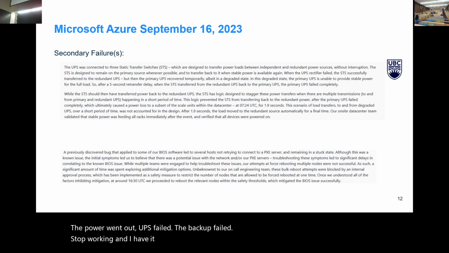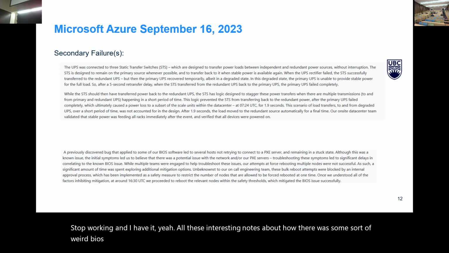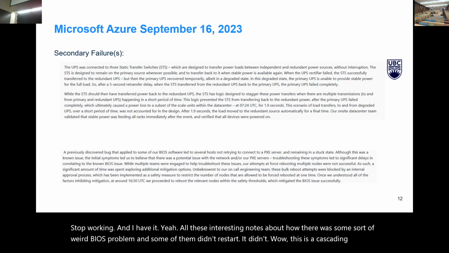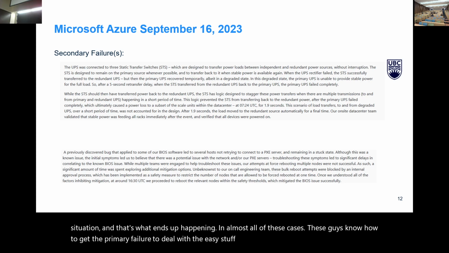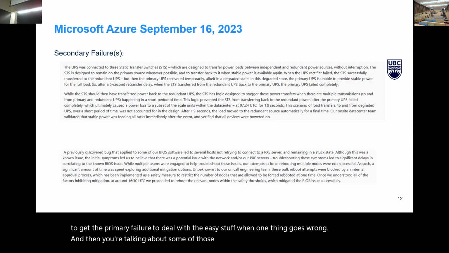Yeah, and then they've got all these interesting notes about how there was some sort of weird BIOS problem, and some of the VMs didn't restart, and you get digging into this, and you're like, wow, this is a cascading failure situation. And that's what ends up happening in almost all of these cases. These guys know how to handle the primary failures and deal with the easy stuff when one thing goes wrong. And we've been talking about some of those basic ideas, network partition and power failure and nodes dying and whatnot.